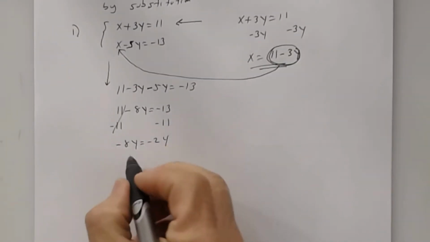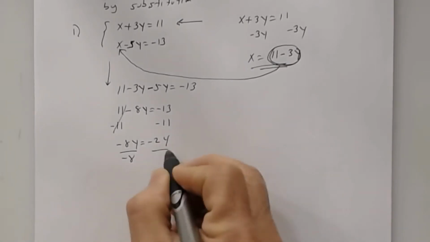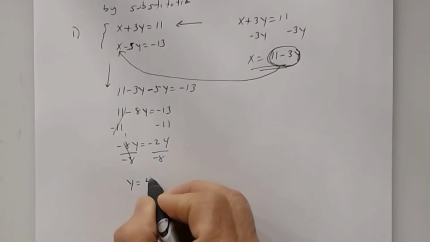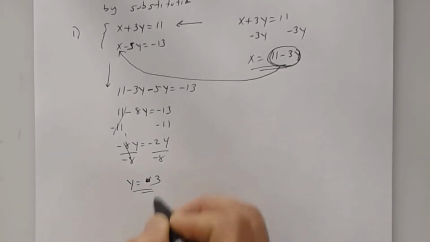What's the next step? Divide by negative 8. And I get y to be 3. So there's the y coordinate of my solution. The y coordinate of my solution is 3.